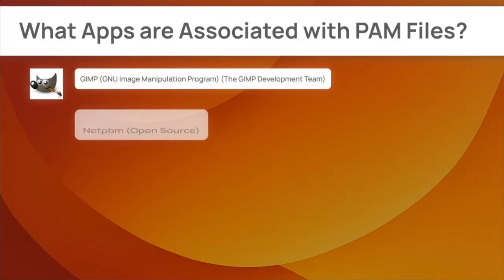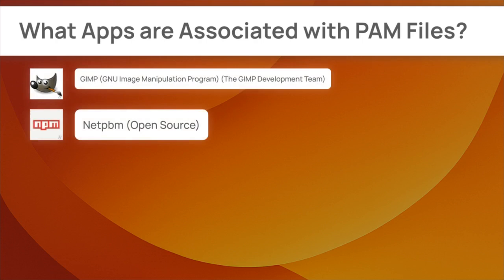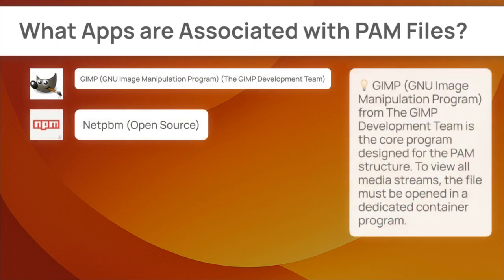Windows registers the PAM file as an opener for GIMP, GNU Image Manipulation Program, developed by the GIMP development team. To view all media streams, the file must be opened in a dedicated container program. Windows can preview many raster images, but detailed edits require dedicated image software.